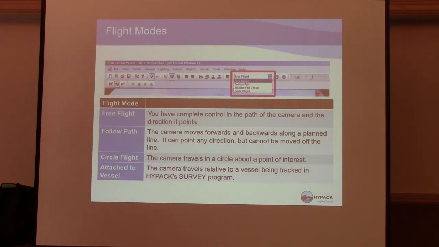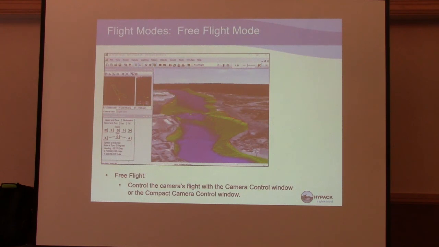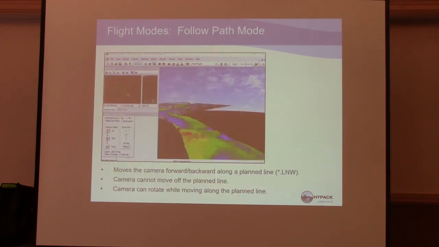where it's basically getting the position coming from the survey program. Follow path moves the camera forward, backward along a planned line. The camera can't move off the line, but you can rotate the camera as it's moving along the line. And it's kind of cool because you could generate AVIs out of the fly through and everything too.